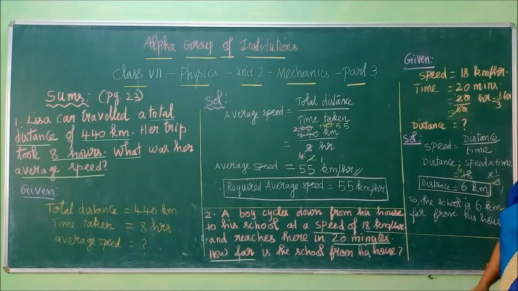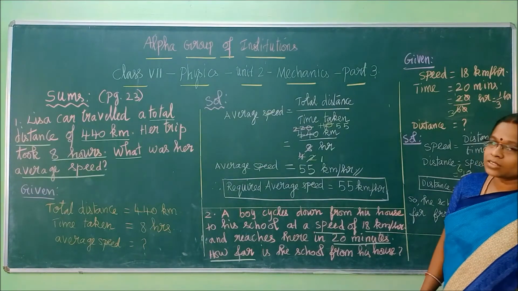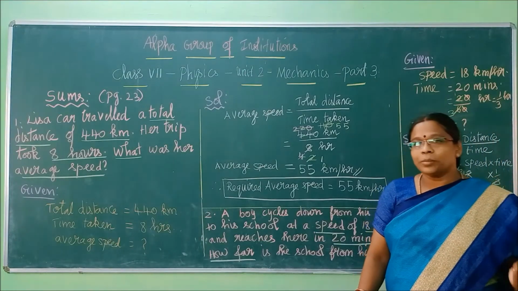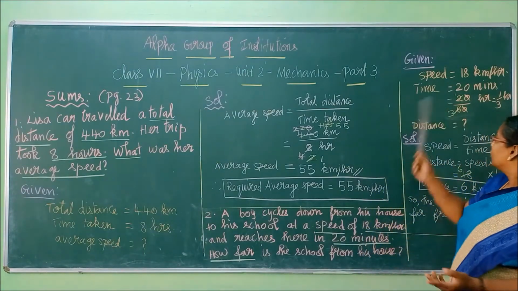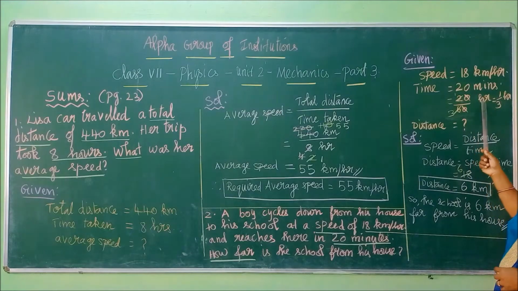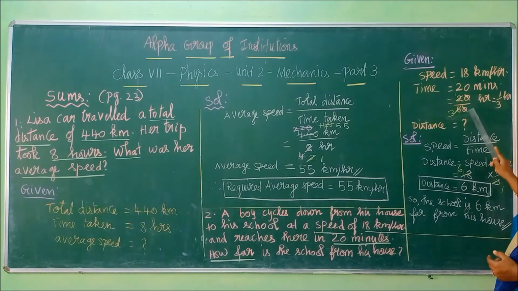So in 1 minute, how many seconds are there? 60. In 1 hour, how many minutes are there? 60 minutes. So minutes have to be converted into hour, what is the step? You have to divide that particular value by 60 minutes. So 20 by 60, 0, 0 will get cancelled. 2 ones are 2, 2 threes are 6. So the answer will be 1 by 3 here.